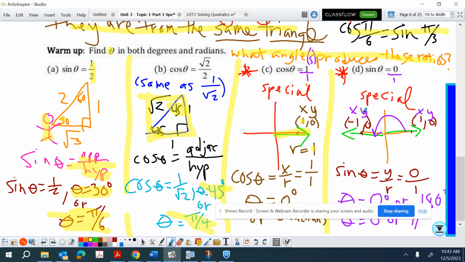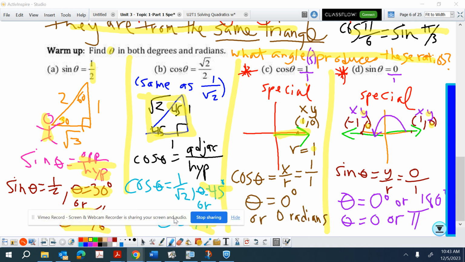How do I know that? Because y equals 0 for both of these places. I don't care about x. It's sine. Sine only is concerned with y. So once I have written down where I've rotated to, including my knowing what my radius is, sine is y over r, 0 over 1.